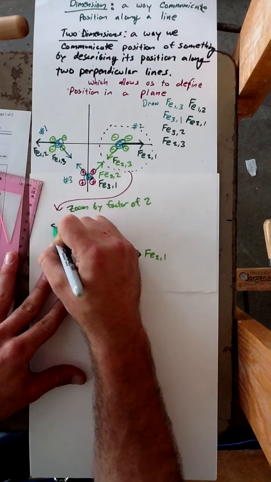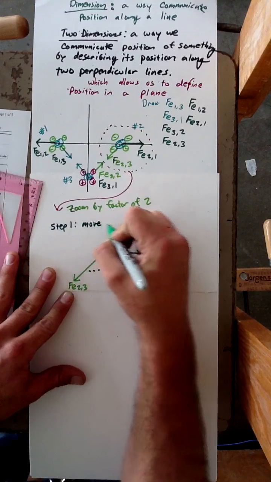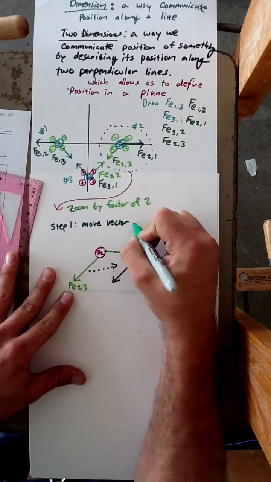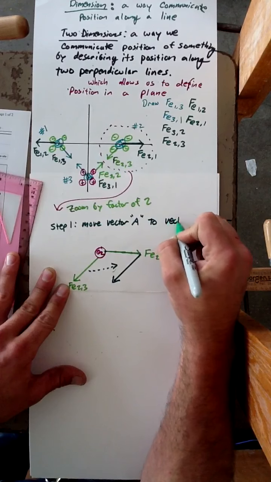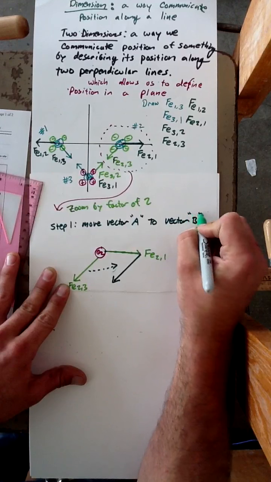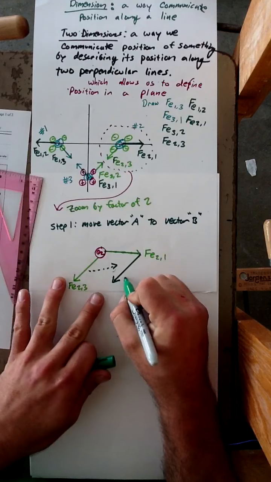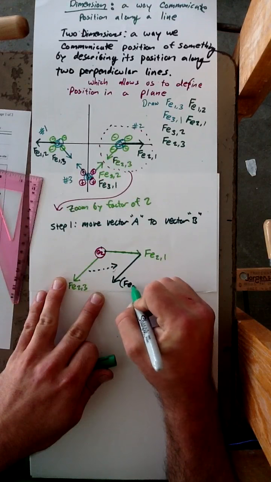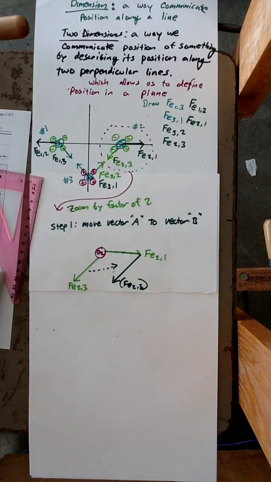And so we'll do step 1. Move vector A to vector B. This is for anything, but we're specifically doing these. And so now this is going to be, I'll put in parentheses, FE 2,3. I'm putting it in parentheses because we've moved it. Anybody want to be insightful, try to figure out my next step? What am I doing? Sophia?